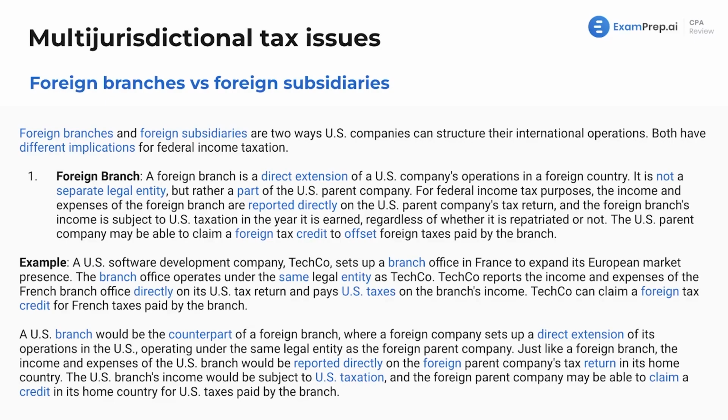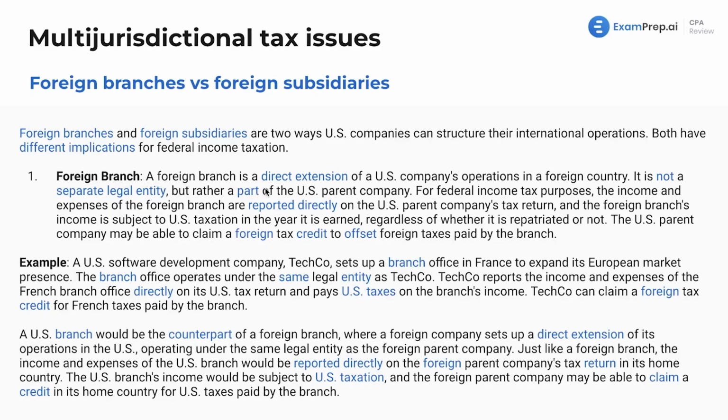We've got this concept now of foreign branches versus foreign subsidiaries. These are entities within a group of entities. We want to understand the difference between a foreign branch and a foreign subsidiary. Now, these are two ways that U.S. companies can structure their international operations. Both have different implications for federal income taxation. So we'll see foreign branch on this slide, and then we'll deal with a foreign subsidiary in the next.